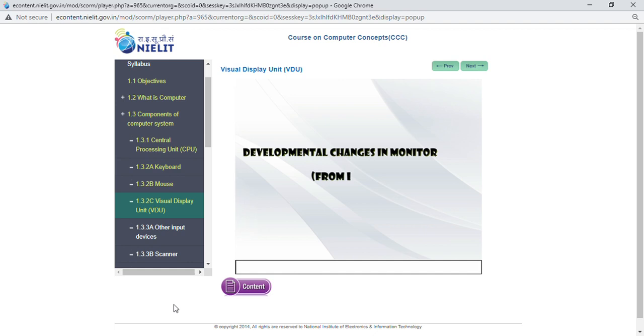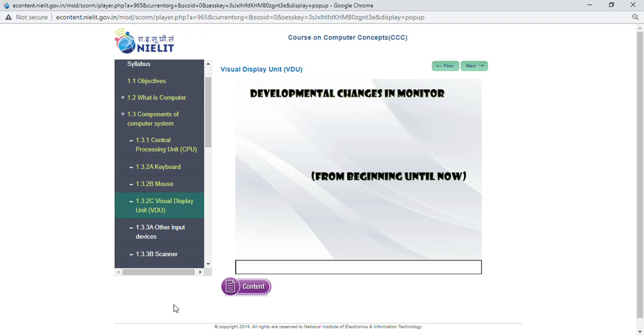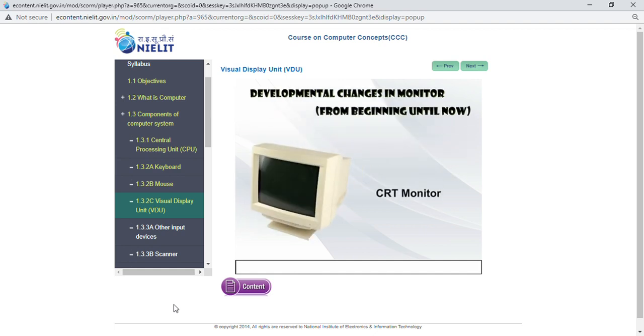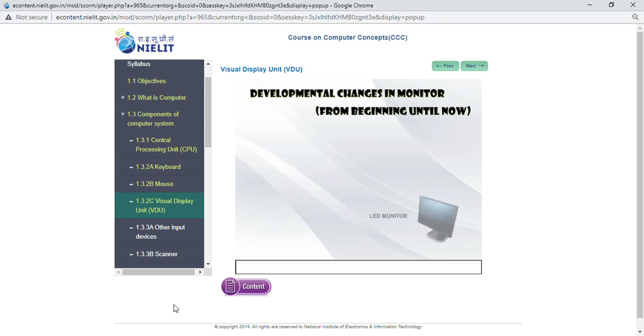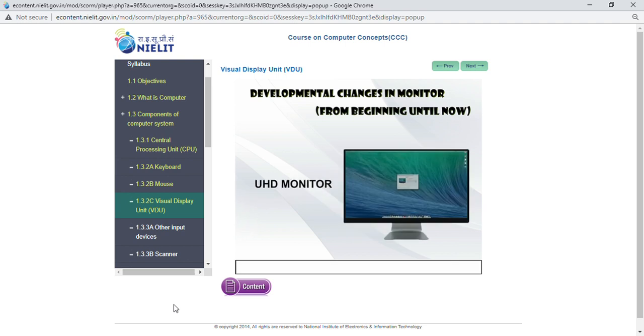Development changes in monitor from beginning until now: CRT monitor, LCD monitor, LED monitor, UHD monitor.